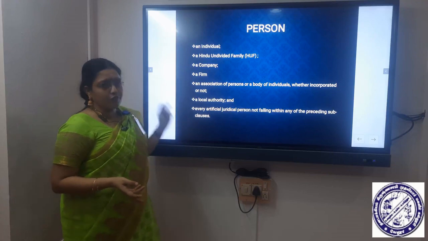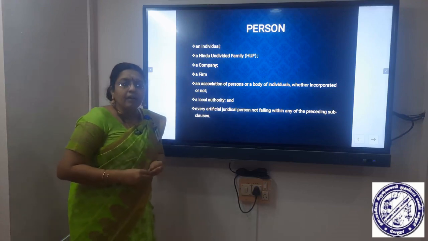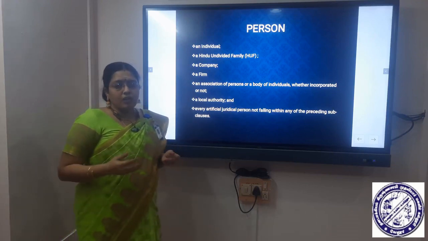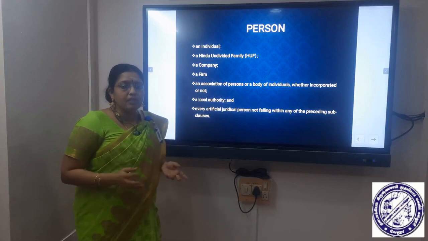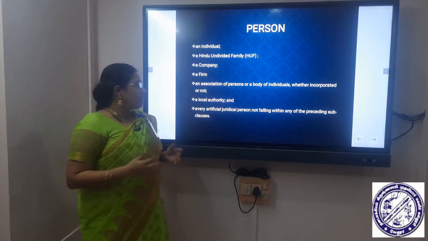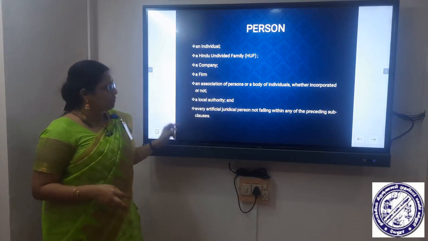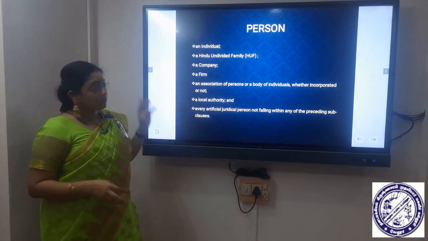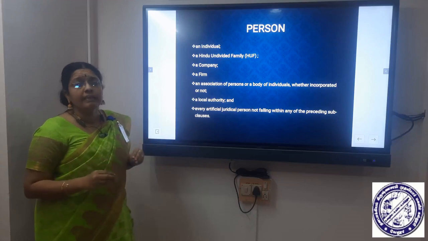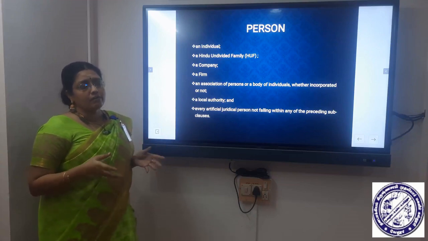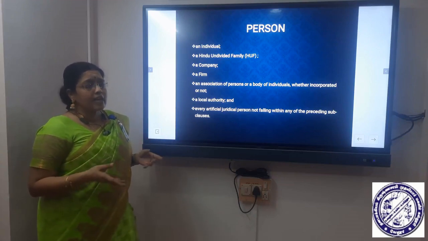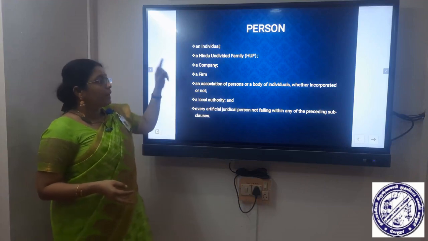Next we have partnership firm. The partnership firm is a firm where two or three or more people join together to form a business and to earn profit. They are also included under person. Next one is an association of persons or body of individuals. They also have some registered membership, that is AOP and BOI. They are also included under person.